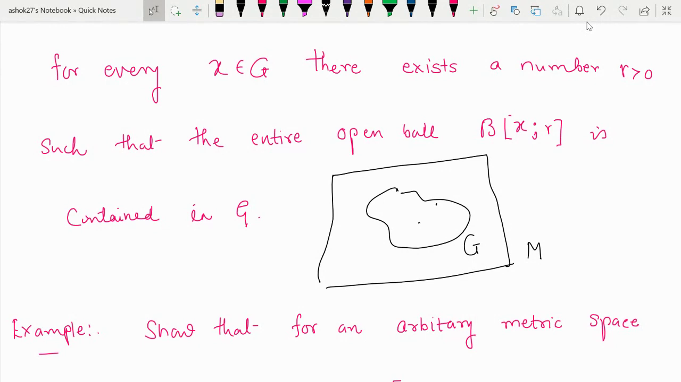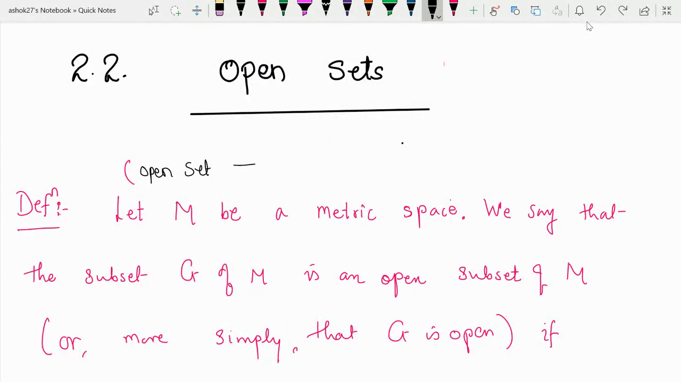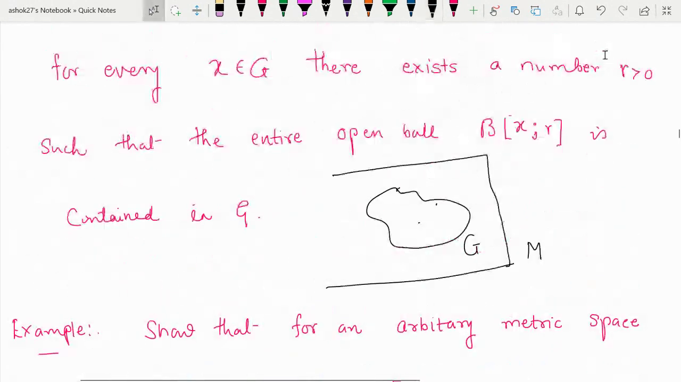So what is an open set? It does not contain boundary points. If x is on the boundary, then what happens? You cannot find such a real number. By taking that real number, you cannot draw an open ball. If you draw an open ball by taking a very small radius, half of that open ball will lie outside of G. So this is not true.